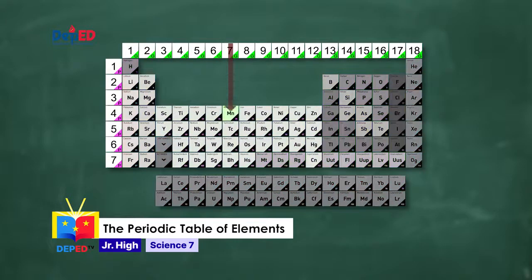Manganese is group number 7. Boron belongs to group number 13. Nitrogen is group number 15. Fluorine belongs to group number 17. Phosphorus belongs to group number 15. And iodine belongs to group number 17.